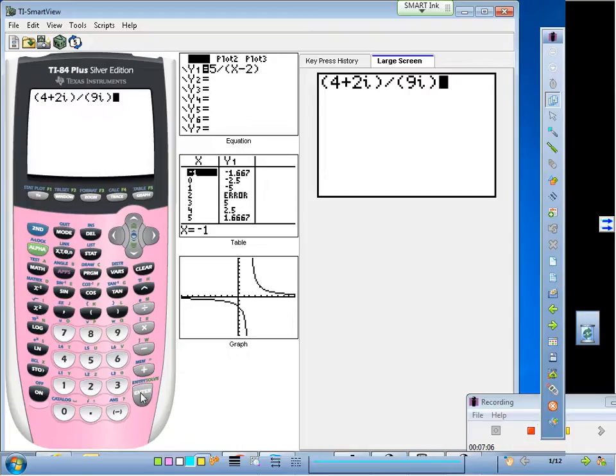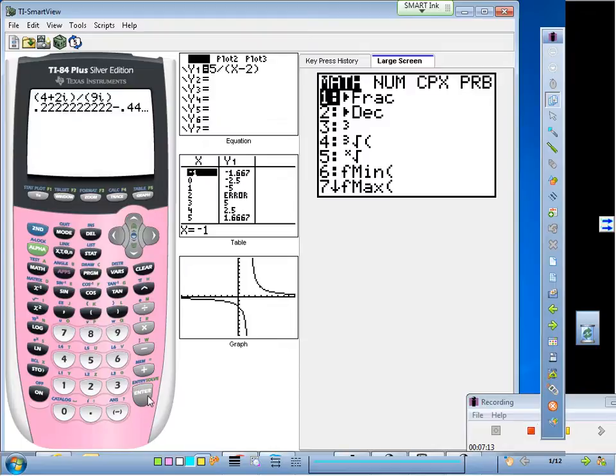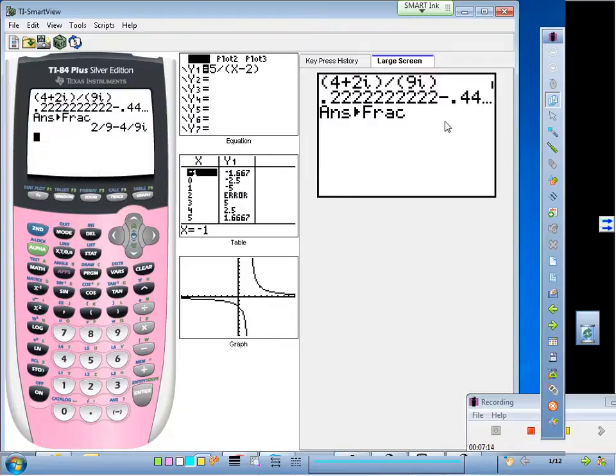This is what it's going to look like, a crazy answer, and then you have to go math, fraction, enter, and now look what you have to realize. This is 2/9 minus, and y'all, if you put 4 over 9i, I'm going to mark it wrong, because that's not it. It's 4/9 times i. You can put the i on the top, or you can put it in the middle. But if you stick it on the bottom, I'm going to think you read the calculator like that and didn't know what you were talking about.